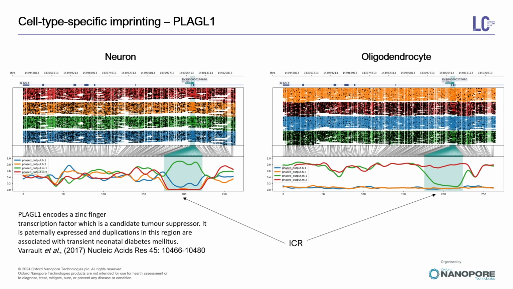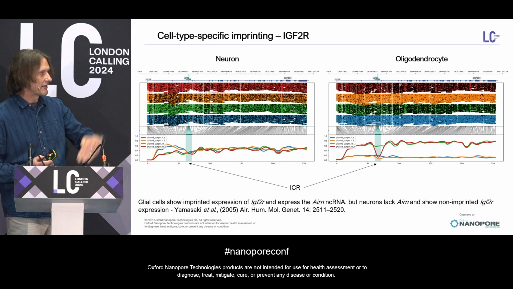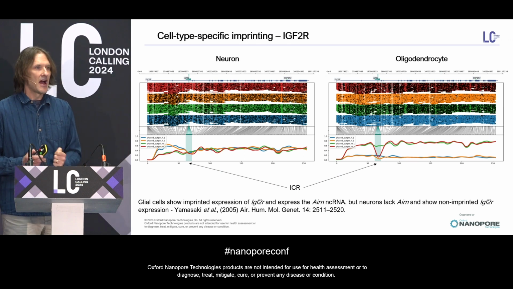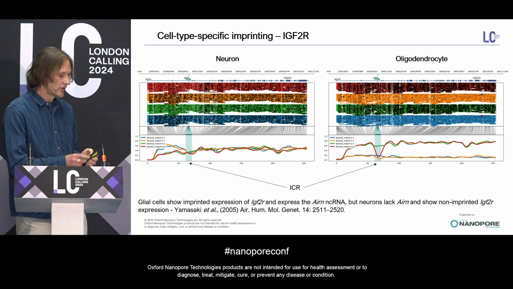It's quite interesting in the neuron because the methylation has stayed high on the imprinted region, but the hydroxymethylation has dropped off. And this one's even more interesting. This is a cell difference in imprinting. In the neuron, again, look at the highlighted blue region, that's the imprinting control region. There's no real evidence of any imprinting, whereas in the oligodendrocyte on the right-hand side, you can see that dip in the red line on one of the alleles, where the methylation has dropped off. And that fits in with other known work. The IGF2R is imprinted in glial cells, but not in neurons.